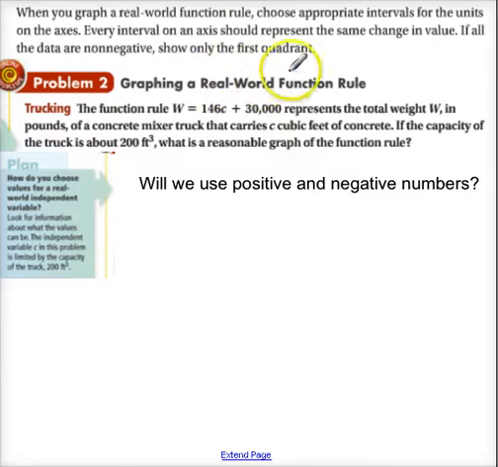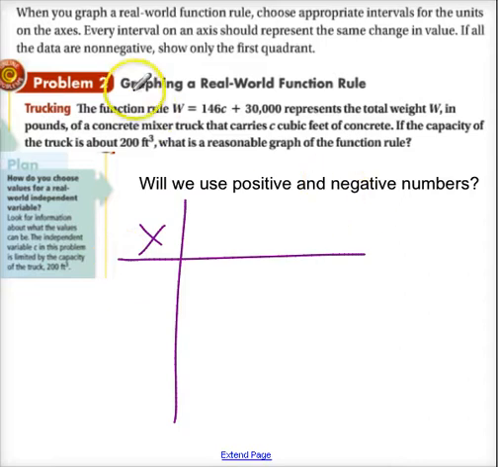Now, if you're graphing a real-world function rule, remember to choose appropriate intervals for the units on your XY axis, and also think about what numbers are appropriate for your input values, your x's. So in this example, the function rule W equals 146 times C plus 30,000 represents the total weight in pounds of a concrete mixer truck that carries C cubic feet of concrete. So C is our input. Now, the capacity of this truck is about 200 cubic feet.